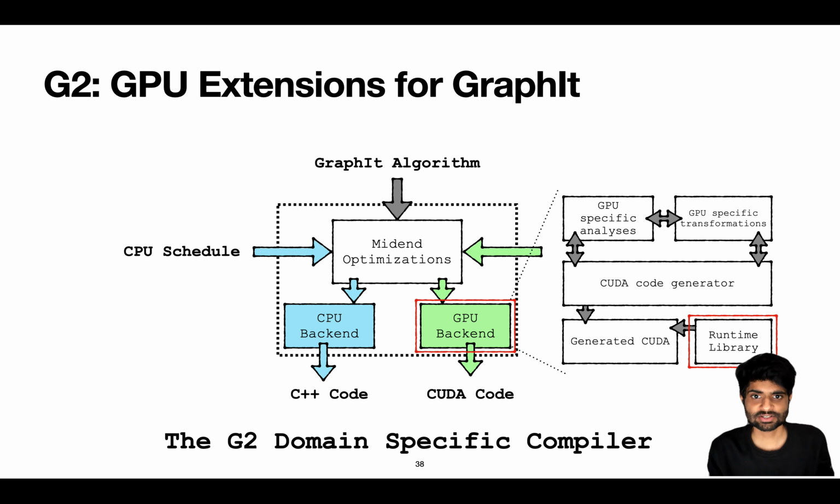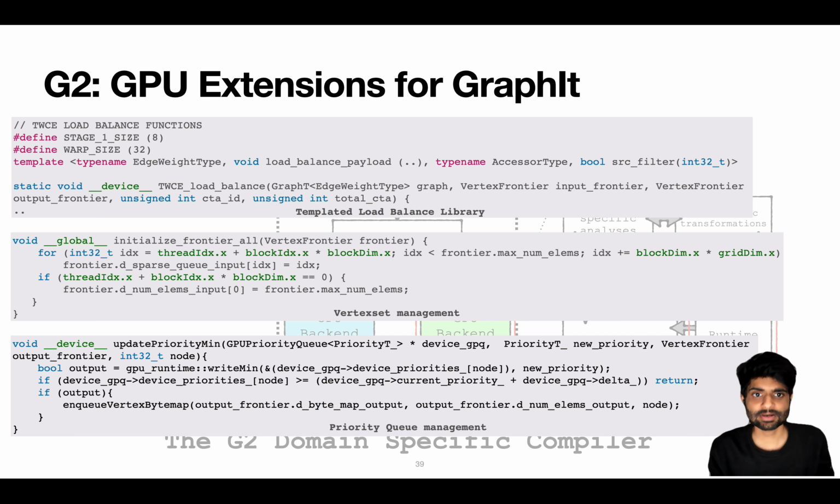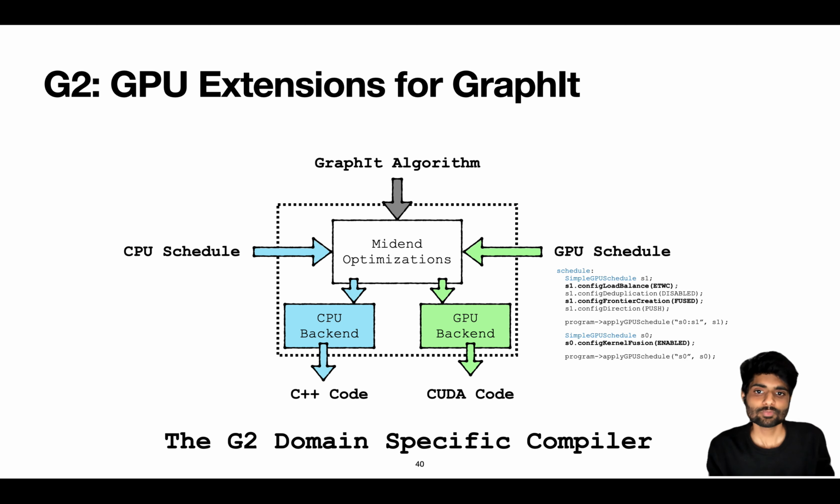Finally, the last piece of the puzzle is the runtime library. This library has efficient implementations of functions for load balancing, vertex subset management, and priority queue management, among others. Even though these are very complicated, we observe that they do not have much variation depending on the schedule. To reduce the complexity of the compiler and the code generator, we move them to a runtime library where the generated code can simply call them. With these techniques combined and the existing CPU infrastructure of GraphIt, G2 is able to generate high-performance code for both CPUs and GPUs from the same representation.